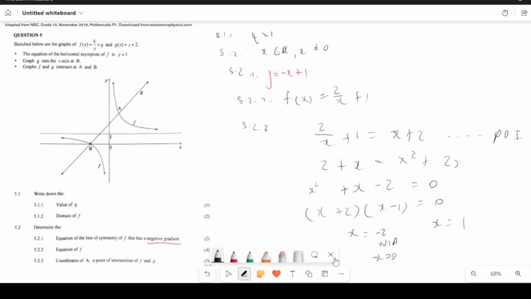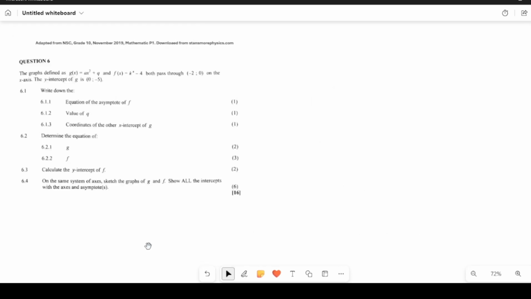So therefore, if I want to find the corresponding y value, I'll just have to input that into either of the functions. I will do that for the g function, and y is equal to 3. So therefore, A has the coordinates (1, 3). Okay. And so that's about it for this question.